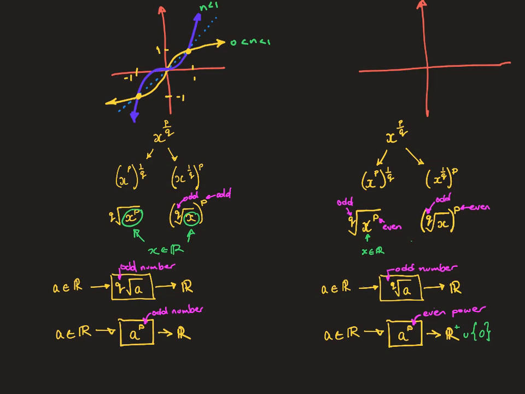Bit weird, I know. Anyway, if we look at this second option, here we're going to take an odd root first, and then we're going to raise it to an even power. Okay, so if we take an odd root of x, this is our function here, so we're taking roots of x, we can put in any value that we like, and we'll get out any type of value.